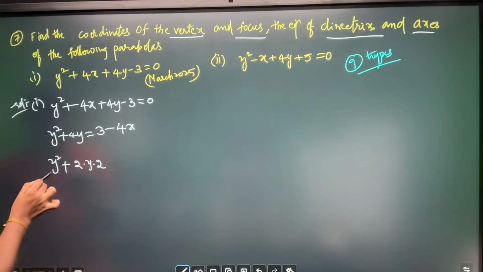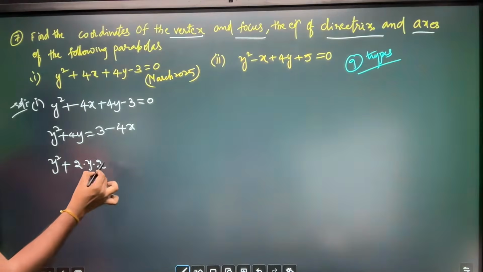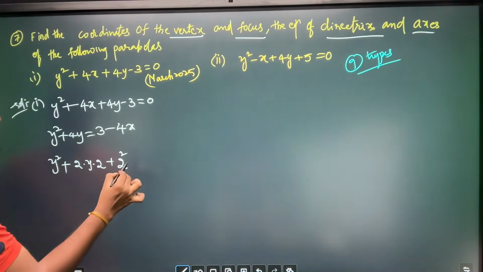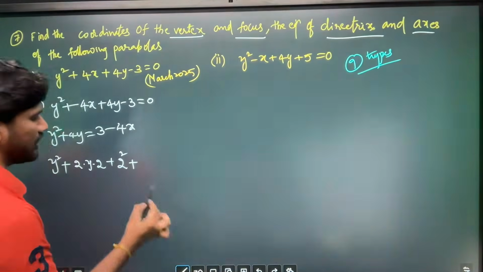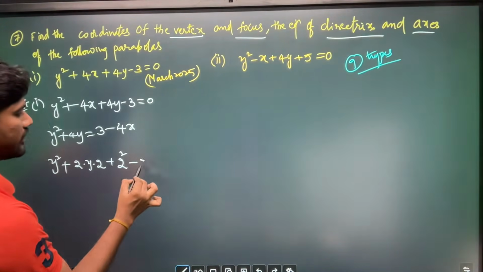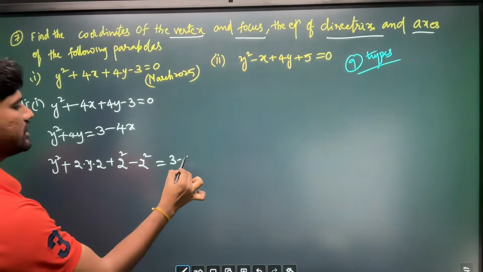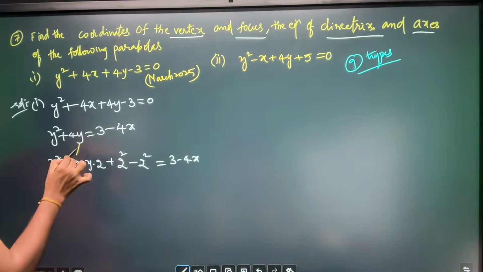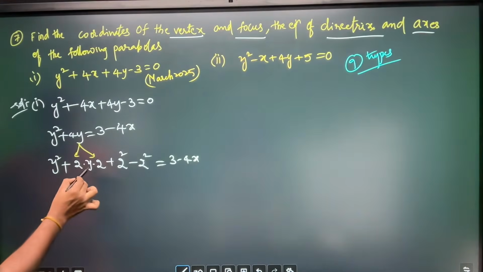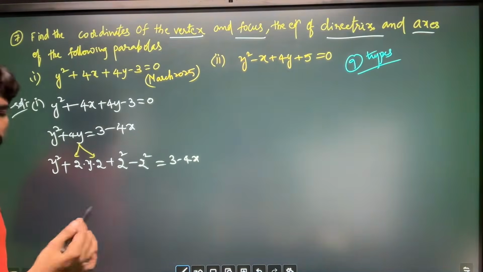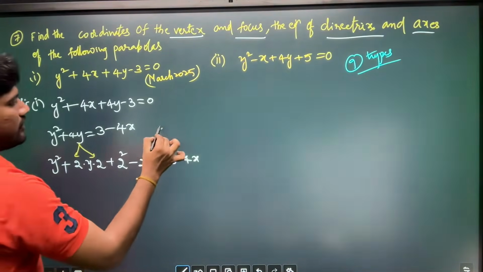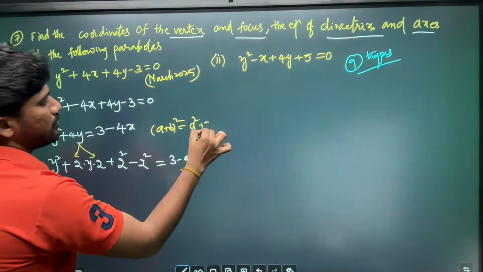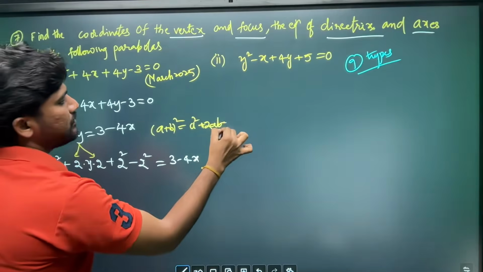It is in the form of a square plus 2ab plus b square, where in place of b we have 2. So add and subtract 2 square. That is equal to 3 minus 4x. Clear everyone? So please try to understand, this 4y I am writing as 2 into y into 2. Sir, how are you writing like that? You know very well the a plus b whole square formula, a square plus 2ab plus b square.